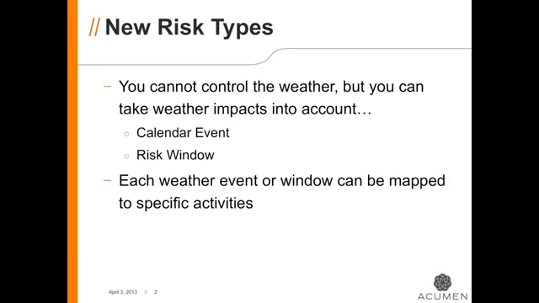Let's talk about two new risk types in Acumen Risk. The first is calendar event, and the second is risk window. The most typical application of events and windows is weather. Weather may not impact every activity in your schedule, and it may not be a certainty at all. Using Acumen Risk, we can specify different types of weather risks, the potential for impact, and which specific activities they will impact if the weather event occurs.